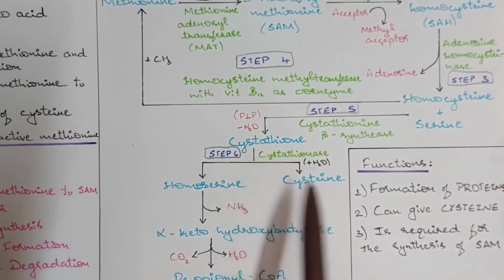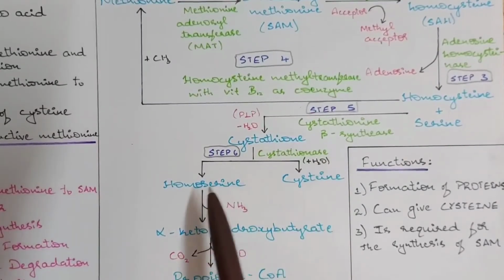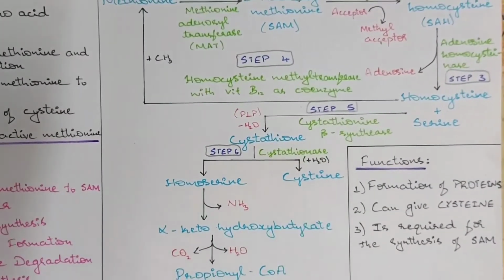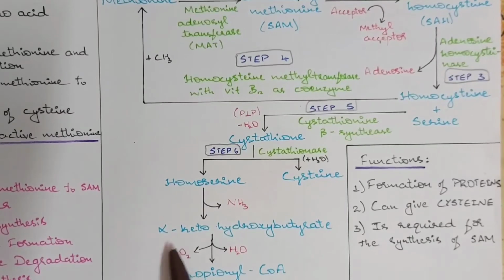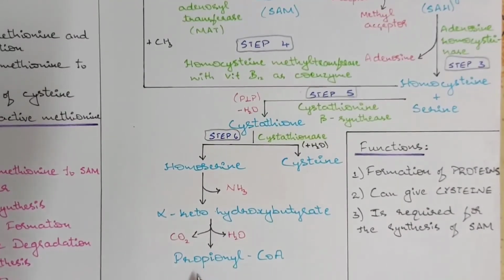Step 6 is the cysteine synthesis. Here, cystathionine is hydrolyzed in the presence of cystathionase to form homoserine and cysteine. Step 7 is the final oxidation. Homoserine is first deaminated, that is, ammonia is liberated to form alpha keto butyrate. Then alpha keto butyrate is decarboxylated to form propionyl coenzyme A. The propionyl coenzyme A then enters the TCA cycle as succinyl coenzyme A, which is then converted to glucose. Hence, methionine is called a glucogenic amino acid.